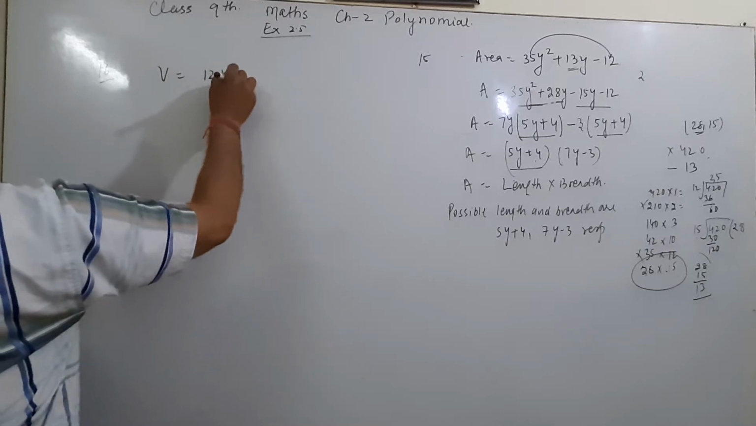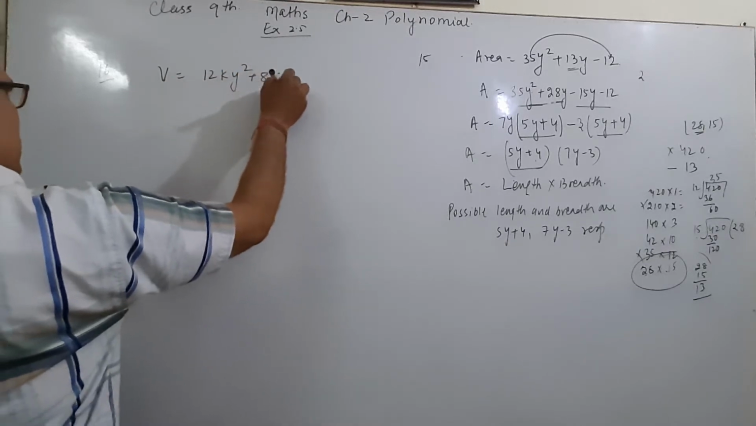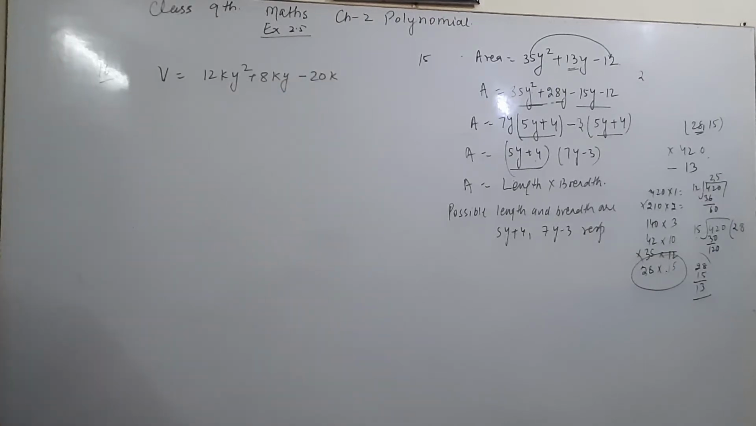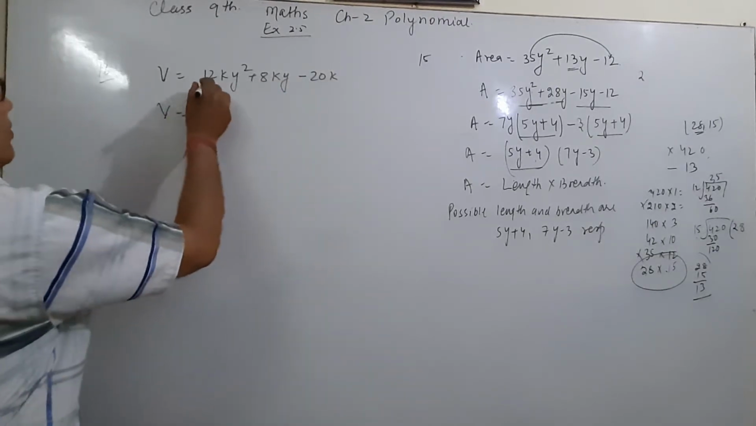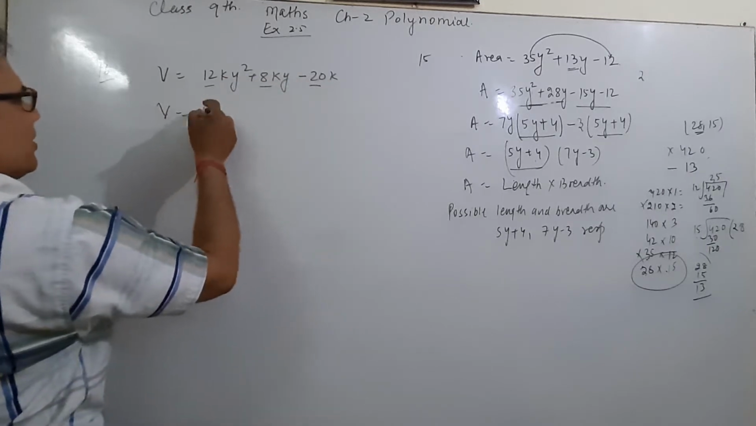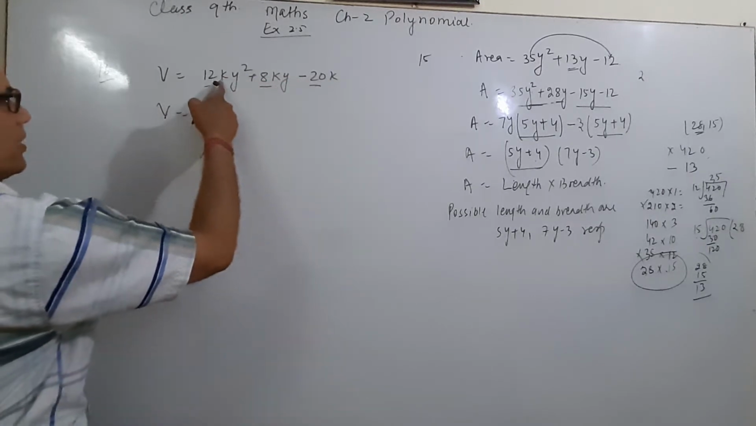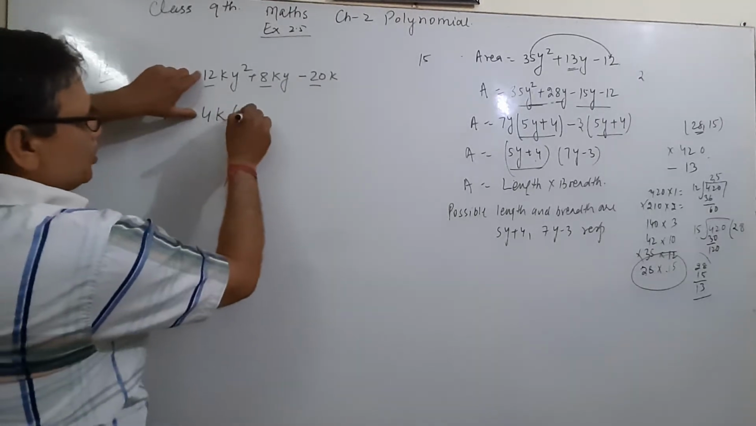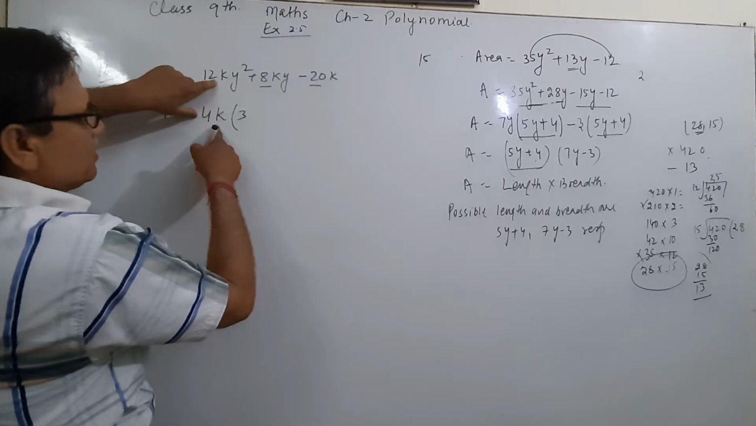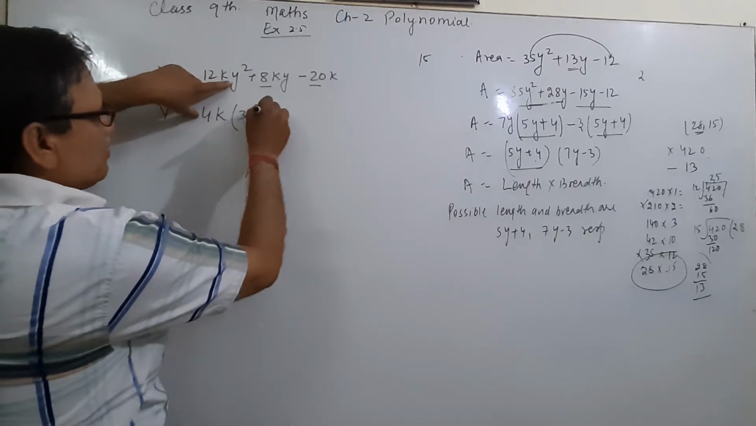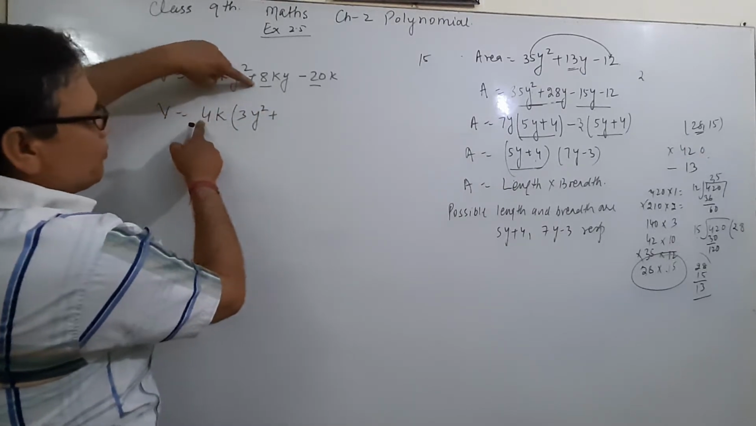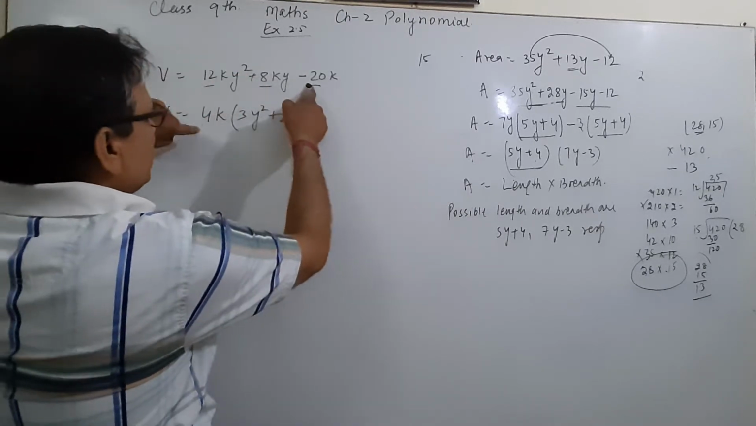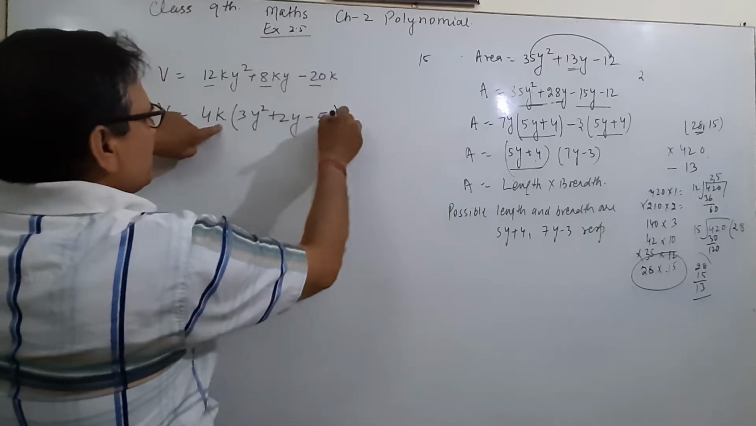V is the volume: 12ky square plus 8ky minus 20k. What is common? 12, 8, 20, 4 is common. All are divisible by 4. K is also common. What is left? 12 divided by 4, 3; k divided by k, cancel. y square. Plus 8 divided by 4, 2; k divided by k, need not write. y. Minus 20 divided by 4, 5; k divided by k, this is it.